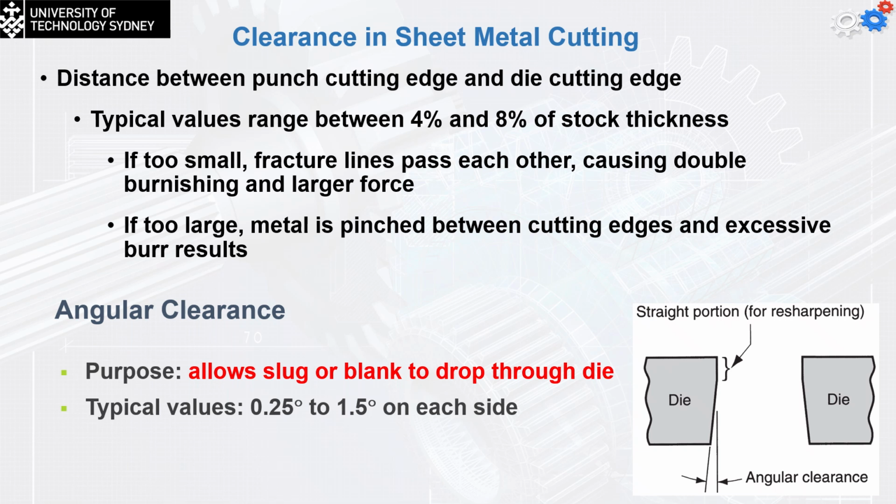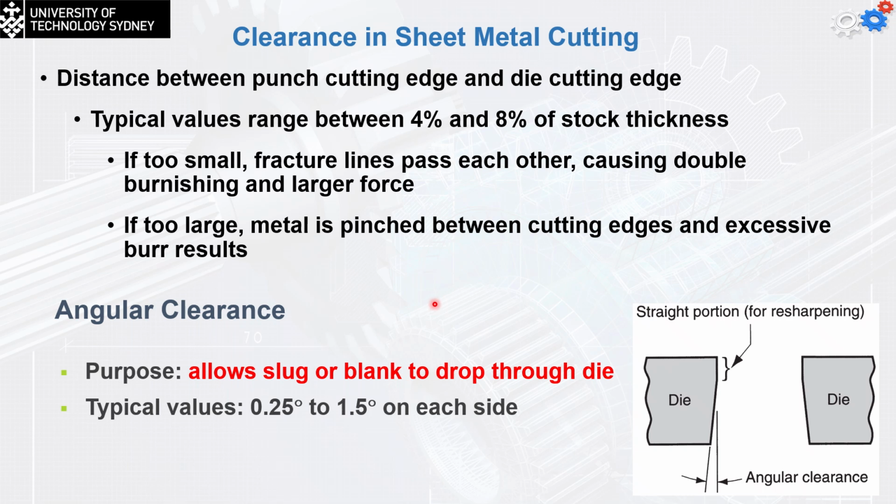We always need to consider that we should have a clearance in sheet metal cutting, which is the distance between the punch cutting edge and the die cutting edge. So that will be the clearance. The typical values are in the range between 4% up to 8% of the stock thickness. So let's say you have a 10 millimeter thickness plate. That means you need to consider something like 0.4 millimeters to be the gap we have here, the gap or the clearance between the punch and the die.